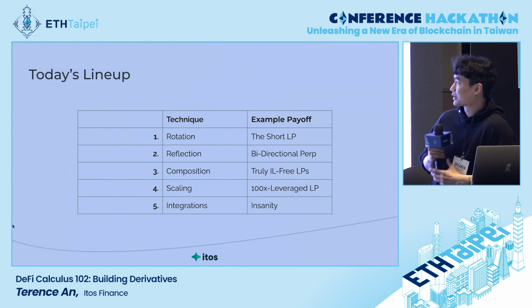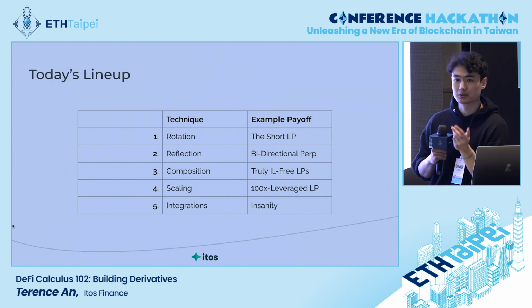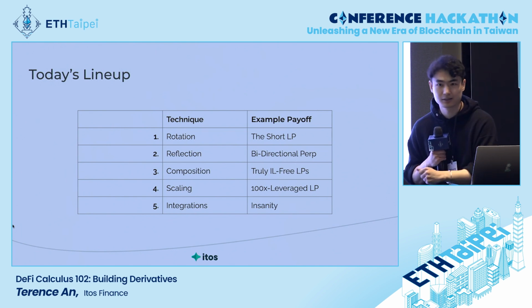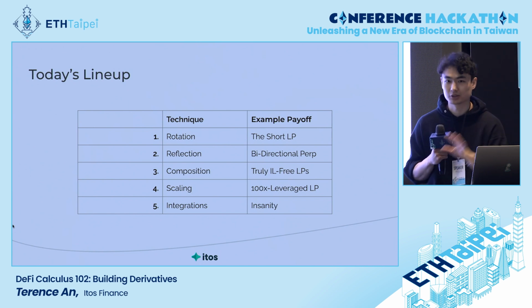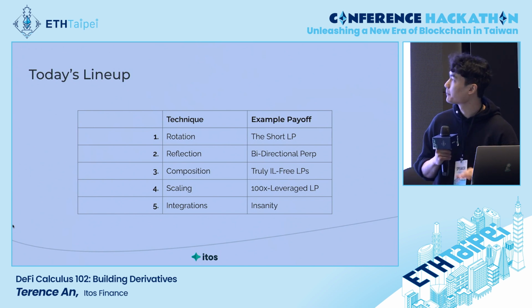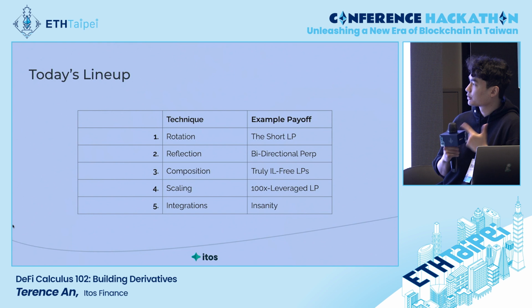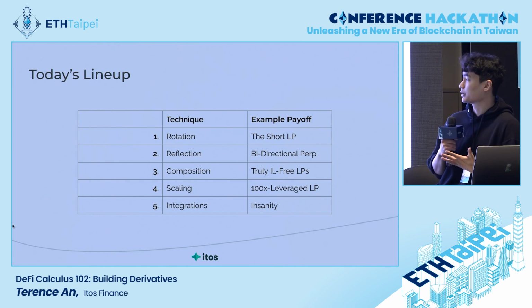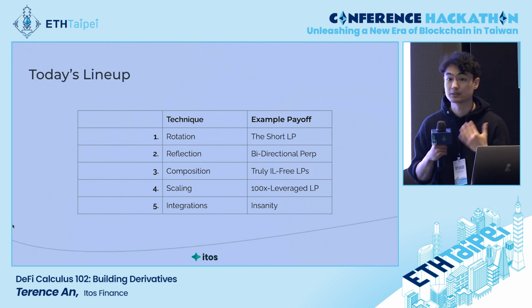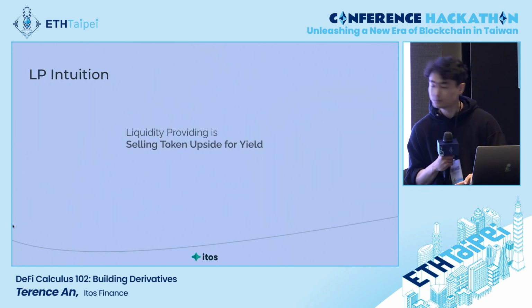So today's lineup, we're going to be talking about 5 techniques you can do to build a structured product entirely on-chain. What this new version of structured products is going to look like. They're going to be rotation, reflection, composition, scaling, and integrations. And with each of them, you have a different type of payoff we can make.